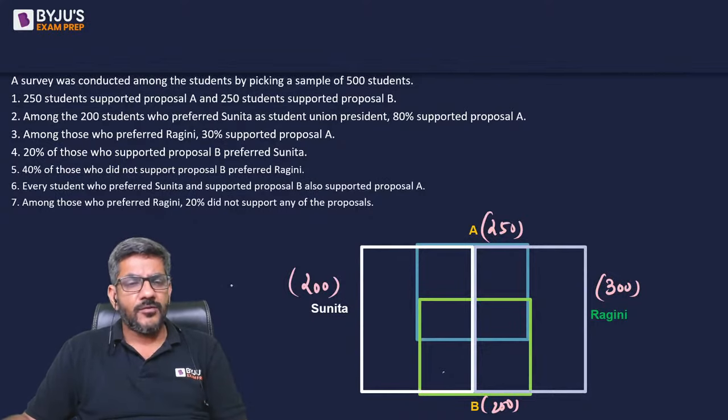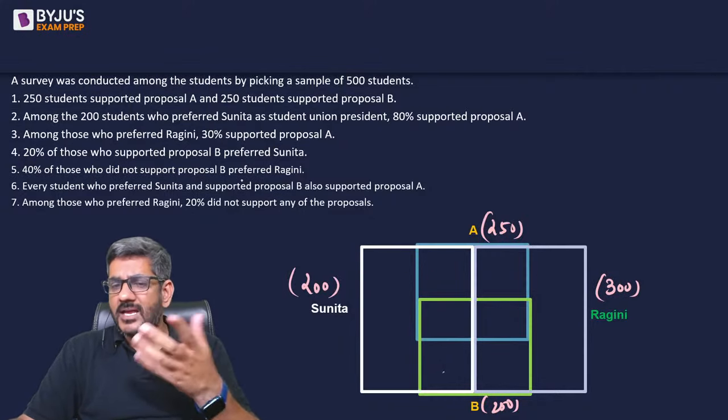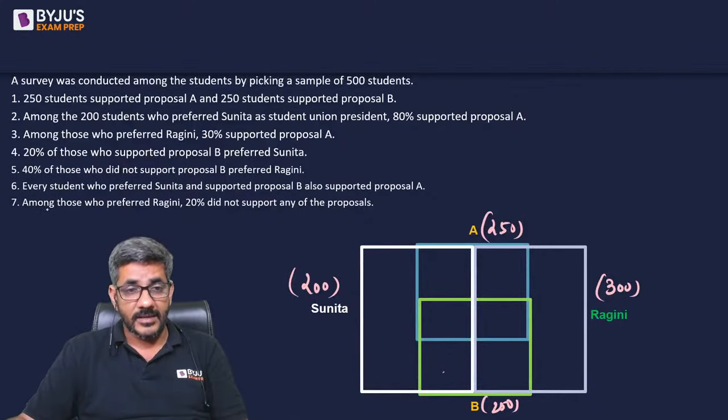I'll have to take a variable. Let's forget about it. 40% of those who did not support B preferred Ragini. Once again, I'll have to take variables. This will become a very long value.